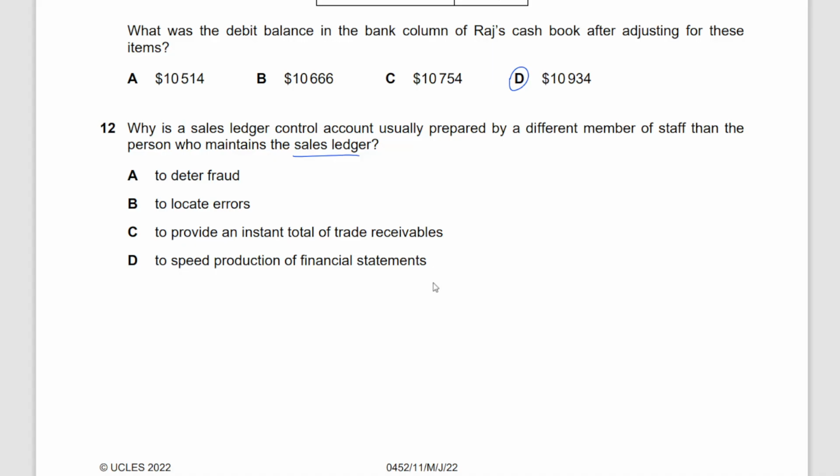So somebody who's maintaining the sales ledger, if that person is playing with the sales ledger, involved in a fraud or something, trying to manipulate those books, somebody else is going to prepare the sales ledger control account from the books of prime entry, and if there are any differences, that will be caught, right? But if the same person does it, the same person is going to make the same manipulations with the control account as they did with the sales ledger, and so they can get away from a fraud they might be involved in. And so to deter fraud, it was a very straightforward one. It's one of the advantages, one of the reasons we make control accounts, that it separates the responsibility.